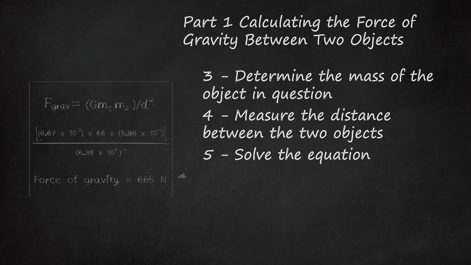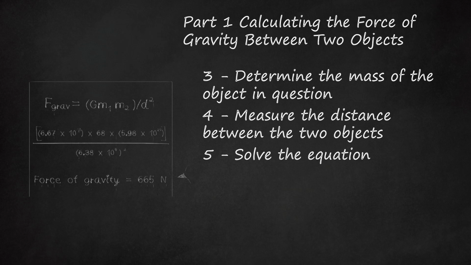Multiply the masses of the two objects together. 68 x 5.98 x 10^24 is equal to 4.06 x 10^26. Multiply the product of m1 and m2 by the gravitational constant G. 4.06 x 10^26 x 6.67 x 10^-11 is equal to 2.708 x 10^16. Square the distance between the two objects. (6.38 x 10^6) squared is equal to 4.07 x 10^13.